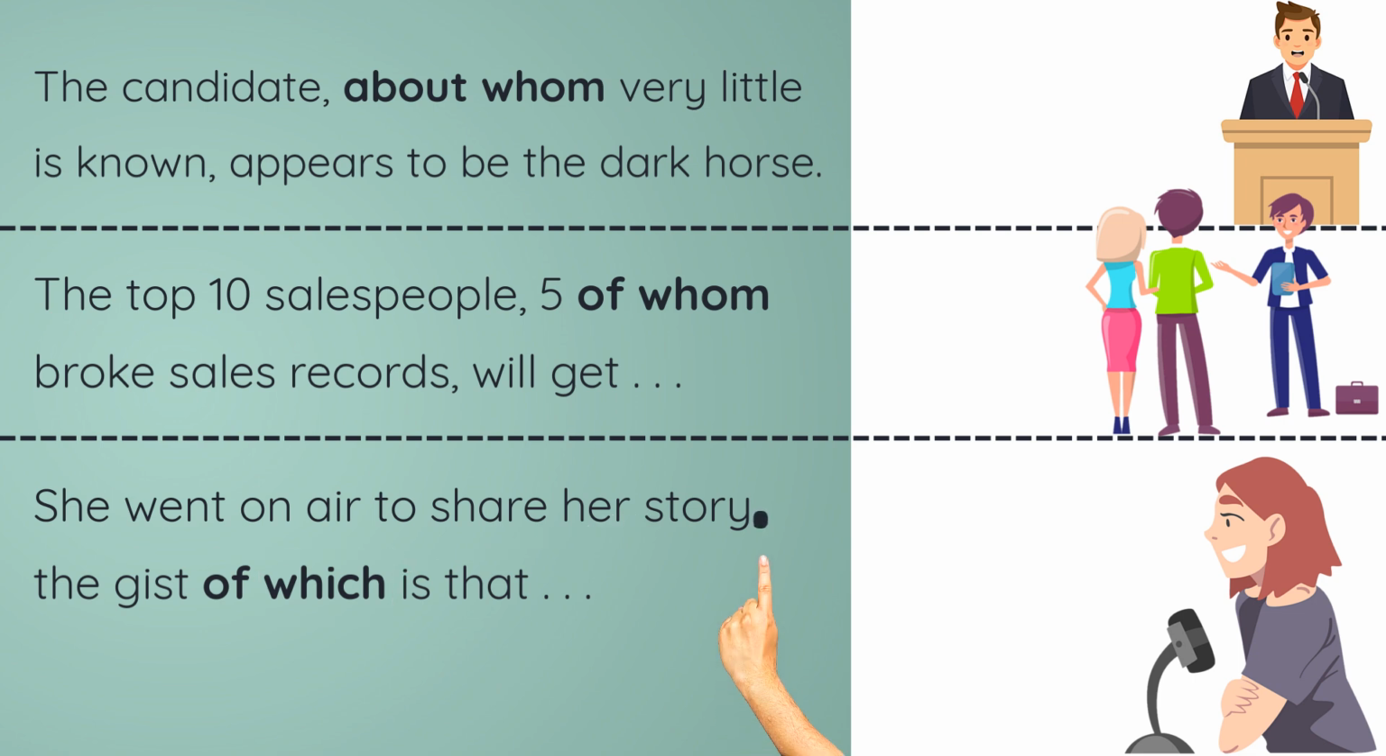She went on air, like radio, TV, whatever. She went on air to share her story. The gist of the story is that she was saved. Okay, the gist of which. Here is your subject. Gist is. The gist is. The gist of what? Of the story. Another thing to point out, here I have broke, past. Here I have future. You can mix the verb tenses as long as it makes sense. Just make sure you're using the correct preposition with whom or which.